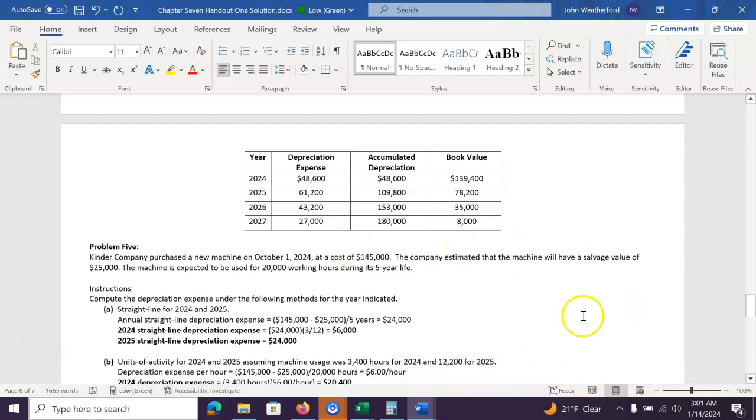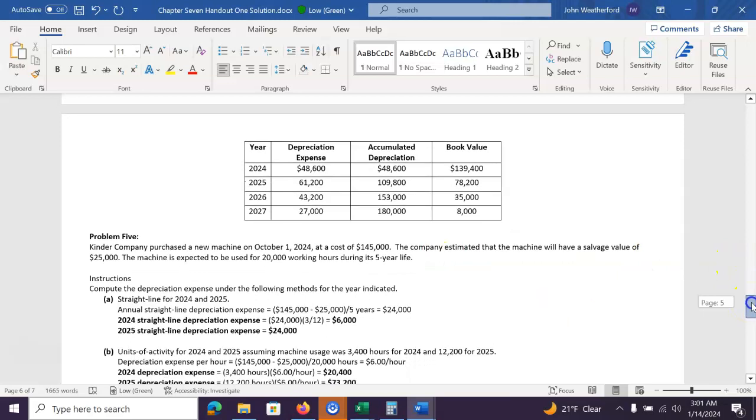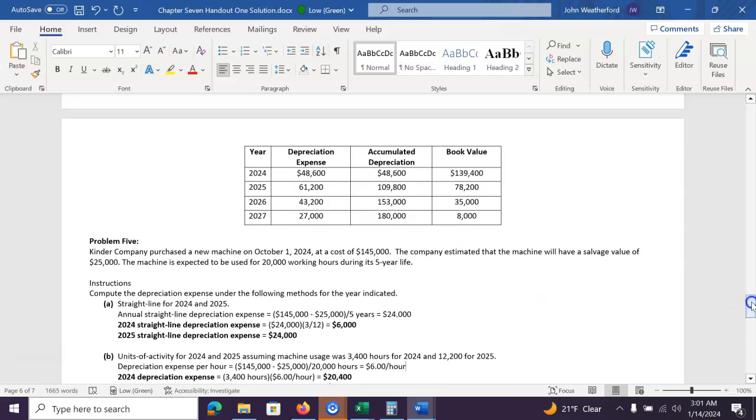So in 2024, we're going to take that rate and multiply it by the number of hours that the machine was used in 2024. Well, that's given here. Machine usage for 2024 is 3,400 hours. Times our $6 per hour gives us $20,400 for 2024 under units of activity.